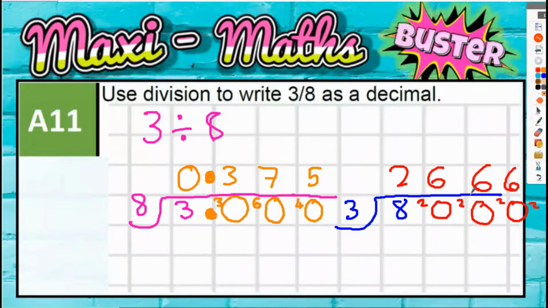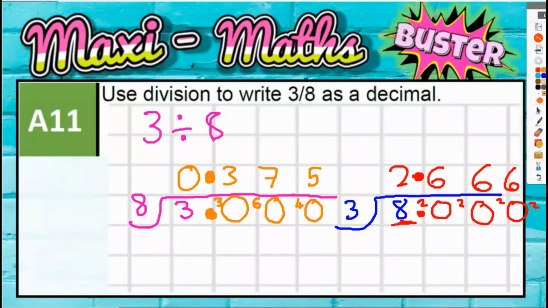And as you can see, you're going to go on forever with an endless string of 6s up the top and remainder 2s down the bottom. You put your 0 in, and then put your decimal point in to make it 2.6 recurring.